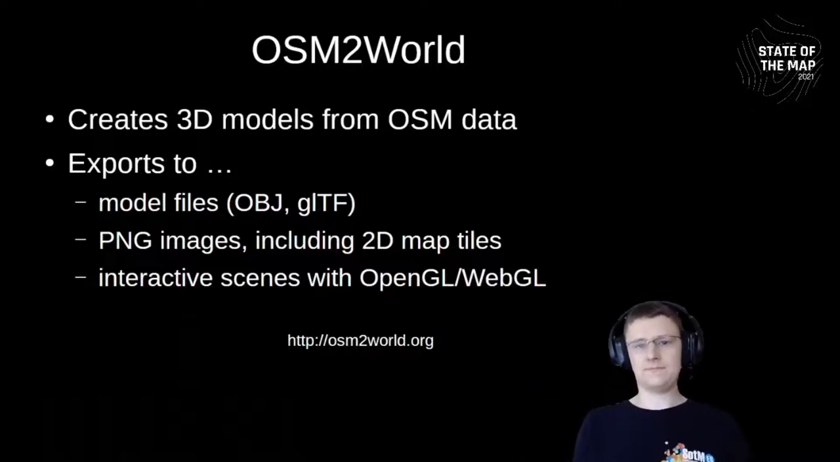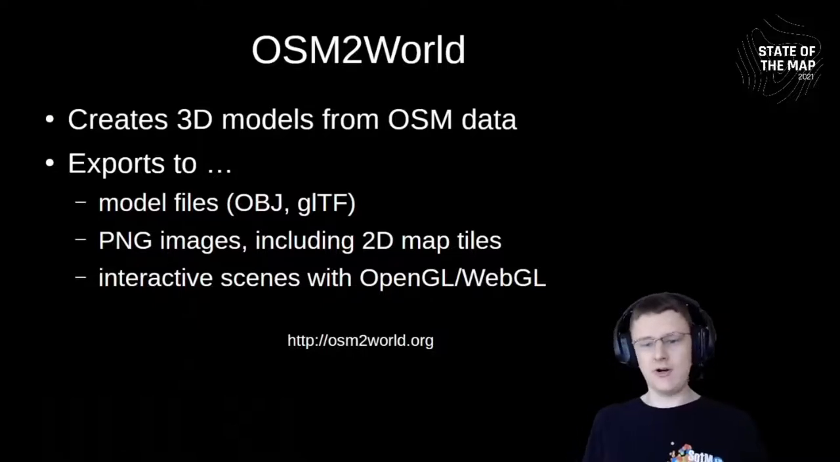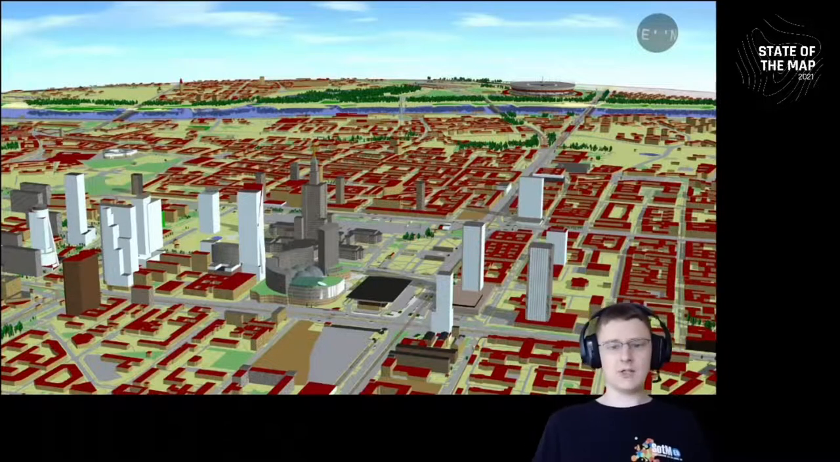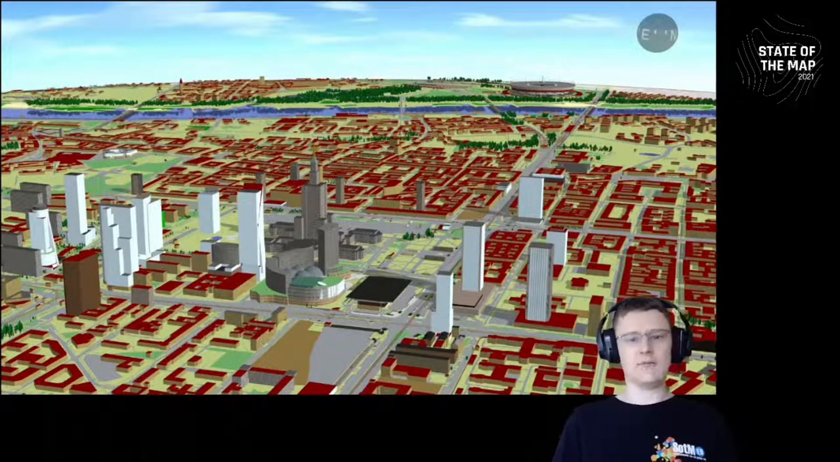And documentation is available. This is one example of an OpenStreetMap data 3D model.